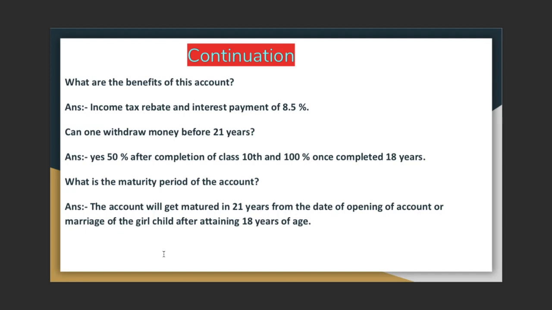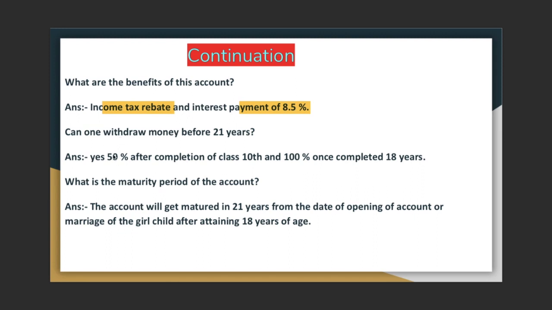Why will the parents and the guardians deposit 1.5 lakhs per year? Basically in that case the income tax rebate will be provided by the government, and the government will provide the interest payment of 8.5%. When the scheme was launched in 2015, the interest payment was 9.1%, but now the interest payment is 8.5%, 8.6%. It is basically changing with the time.